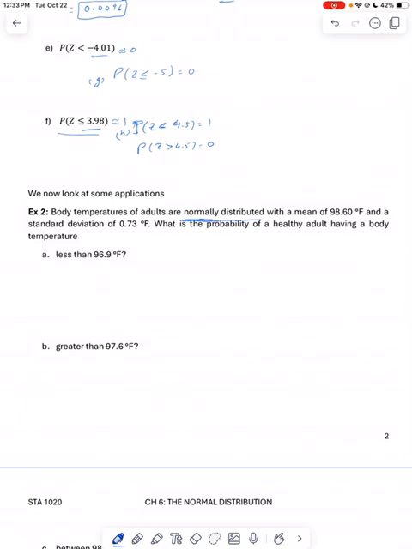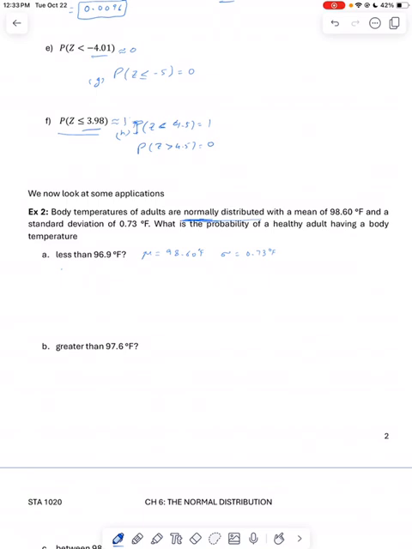So this is the information given to us. I will put it here. Mu is equal to 98.60 Fahrenheit, and the standard deviation, so sigma, is 0.73 degrees Fahrenheit. And then we are given, what is the probability of a healthy adult having a temperature.